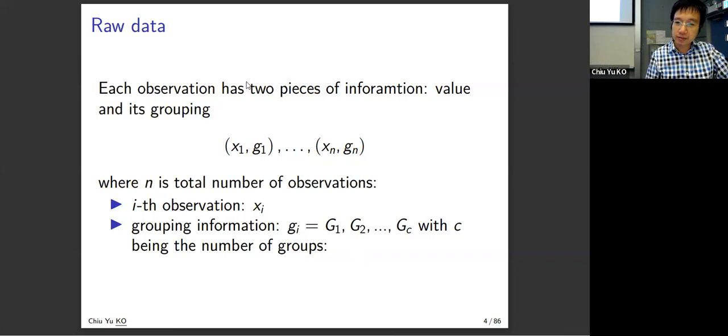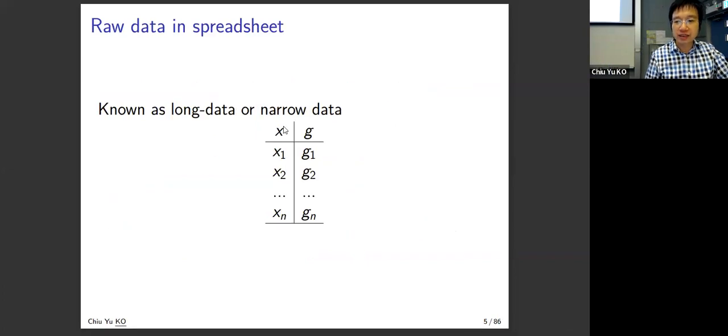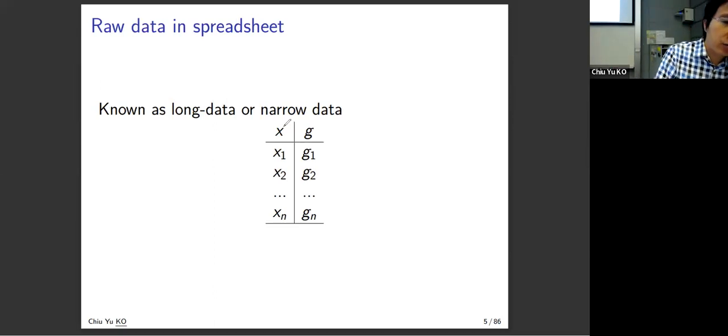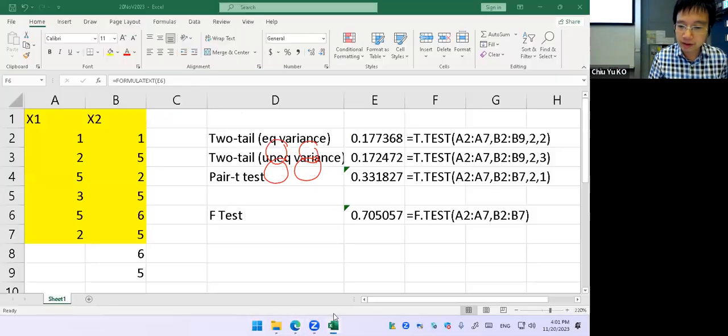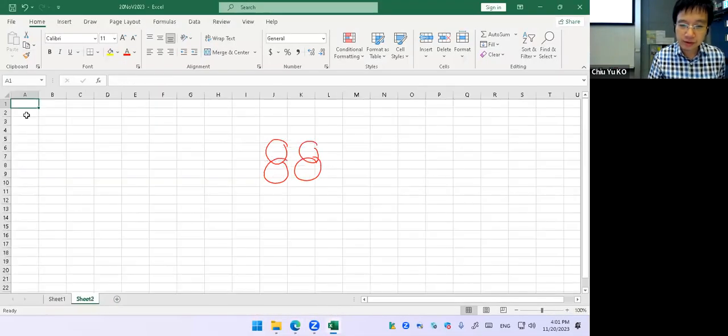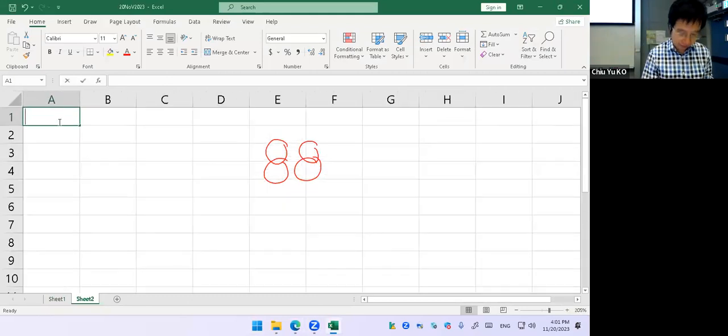The data you have usually is in this form. The data we expect to have in Excel: observation 1, how much money he spent, grouping; observation 2, grouping. Excel will be like this, but I will talk about that later in Excel. So suppose I have data like this: I have X and the group.